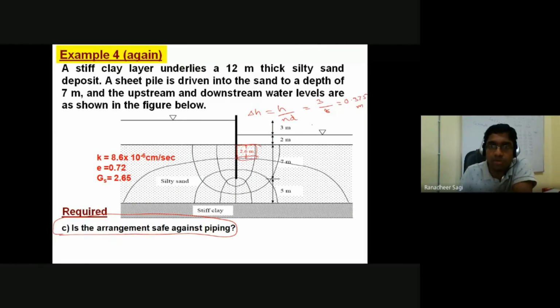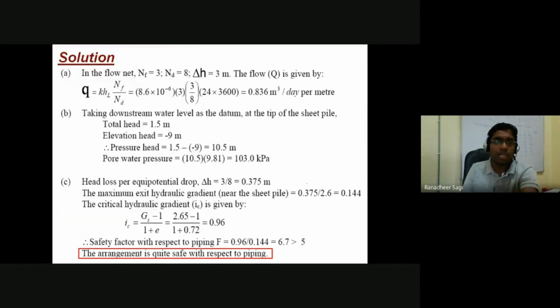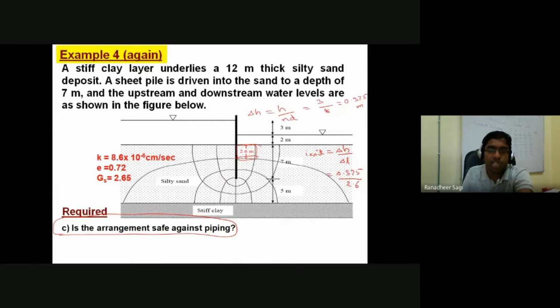Now my exit hydraulic gradient is nothing but delta H by delta L. Delta H is 0.375 and delta L, the length of seepage through the soil element, is 2.6. So I exit, from the problem, is going to be 0.144. And for I critical, the specific gravity of soil solids and the void ratio are given in this problem.